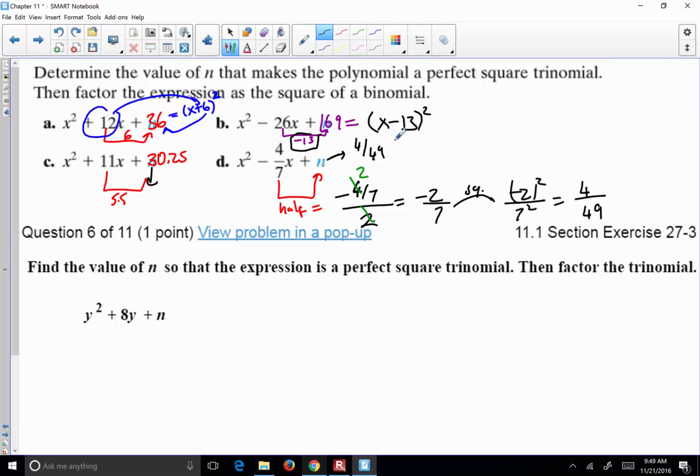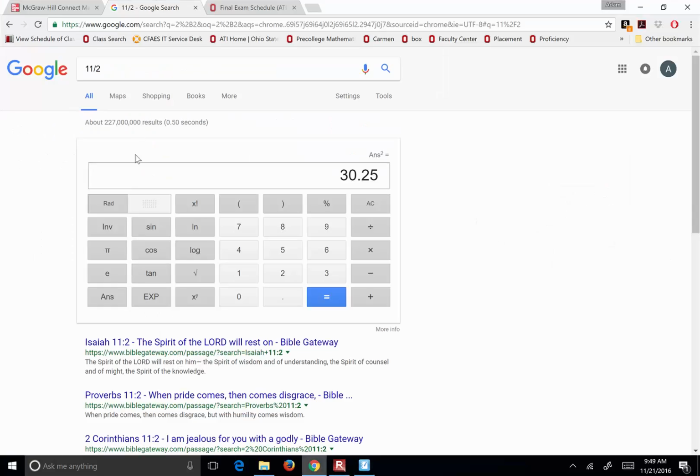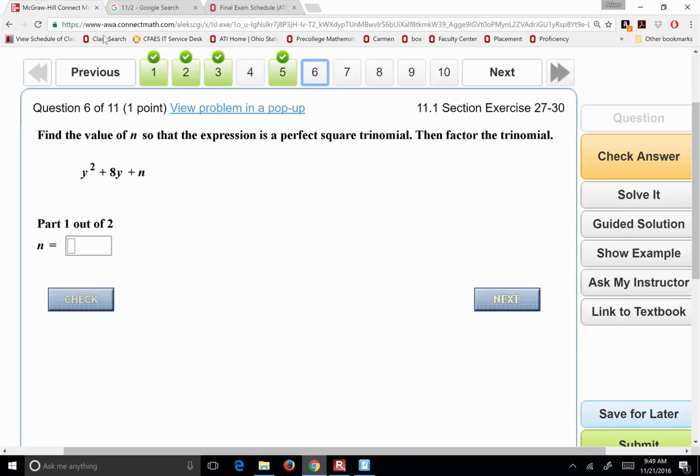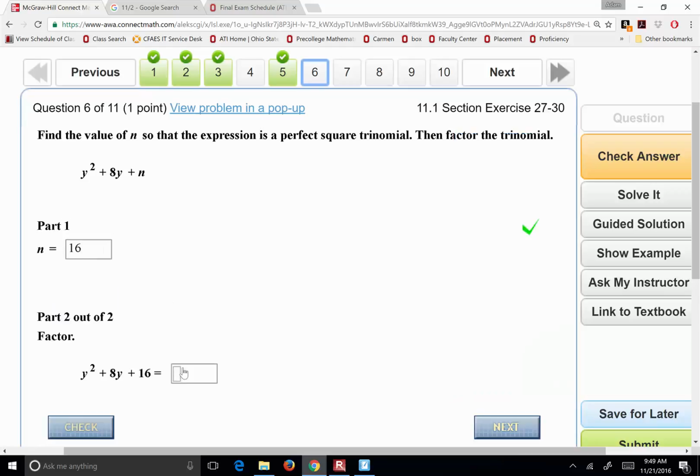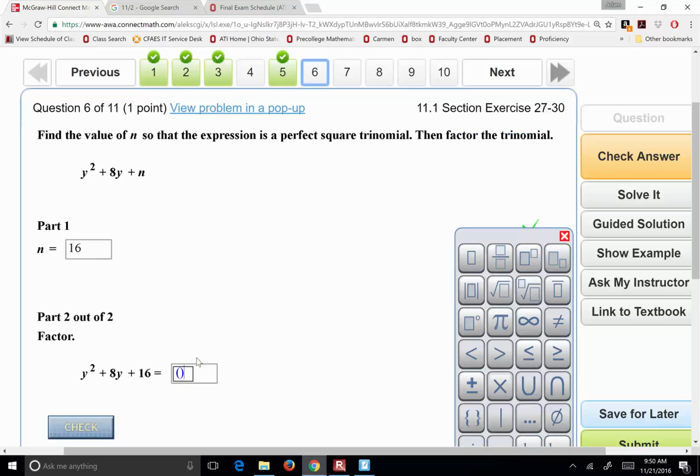Any questions? Any questions? Alright, do our homework question now. Number 6. What is n? Should be a 5-second question. 16, right? 4 squared is 16. Then factor the trinomial. It says not only find n but also factor it. So you found it. Okay, 16. Check. But what does this factor into? You need to type in its factored form.